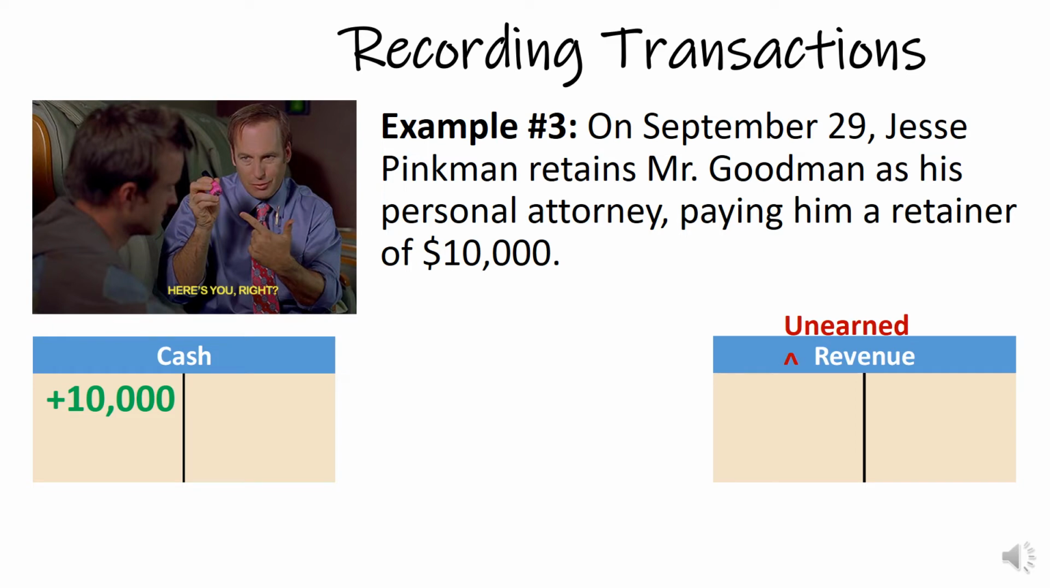But right now, at the time that Jesse hands him the cash, he hasn't done any work to justify that revenue. So we need to record it as an unearned revenue, which is a liability.